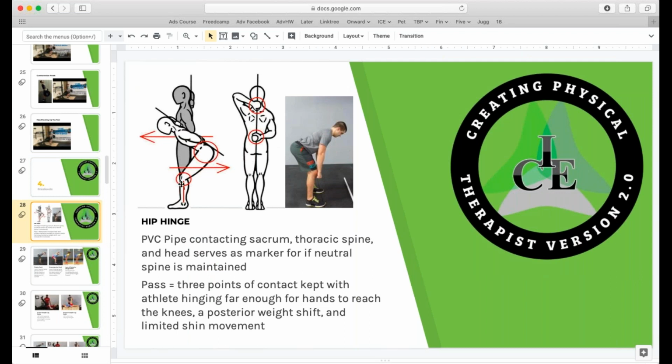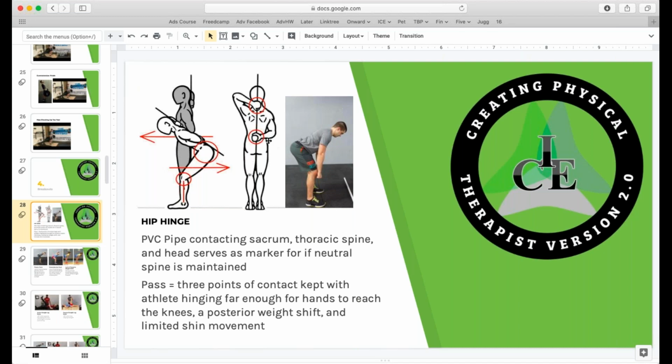First is going to be the PVC pipe hip hinge test. So we take a PVC pipe and we have it touching 3 positions: an individual's sacrum, their thoracic spine, and their head. And that's essentially our marker of if neutral spine positioning is maintained. And then I'll ask them to hip hinge forward. So I'll say, with soft knees, I want you to bend forward at your hips and go as far down as you can go while maintaining those 3 points of contact.